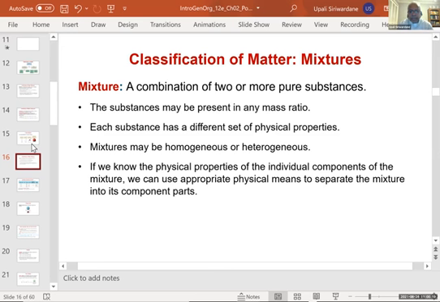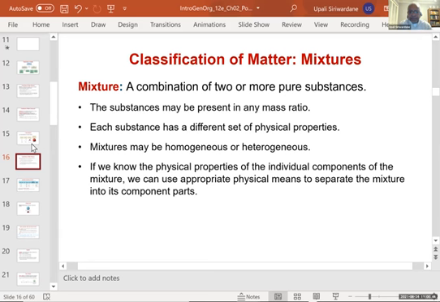Mixtures can be homogeneous or heterogeneous. Homogeneous is when the particles of the atoms, molecules, elements, compounds making up the mixture are mixed thoroughly, like in a water solution. Heterogeneous is when things are not mixed well. There are certain regions of the mixture where the composition is different.